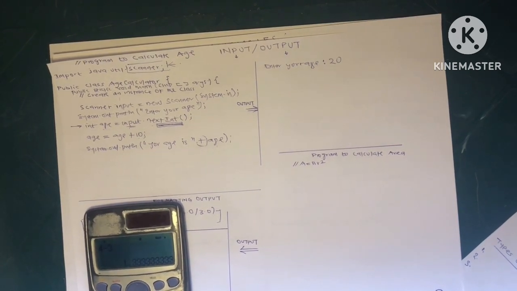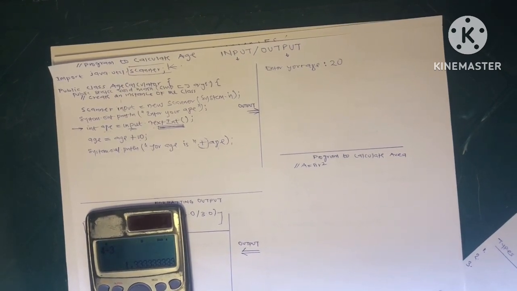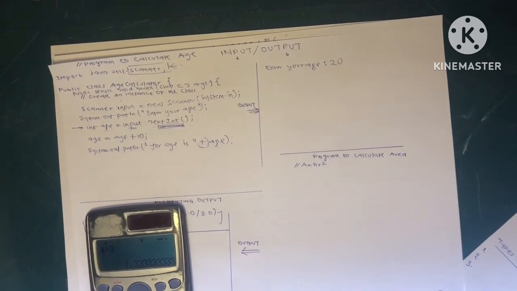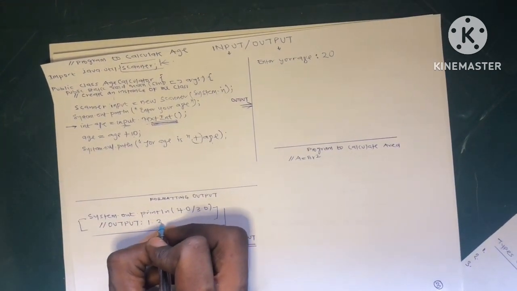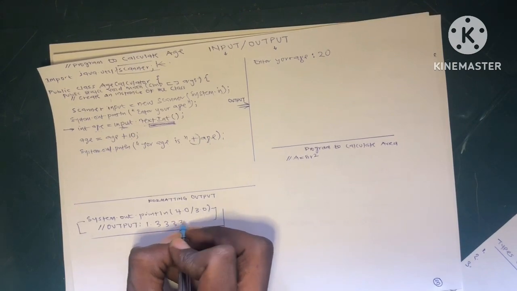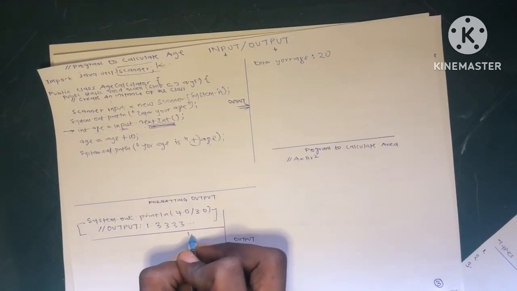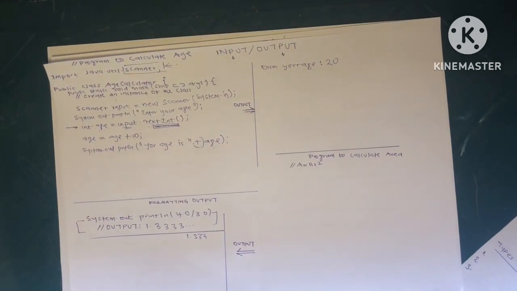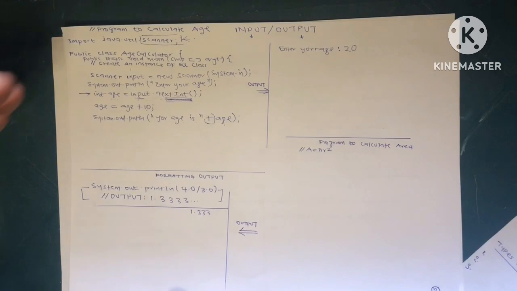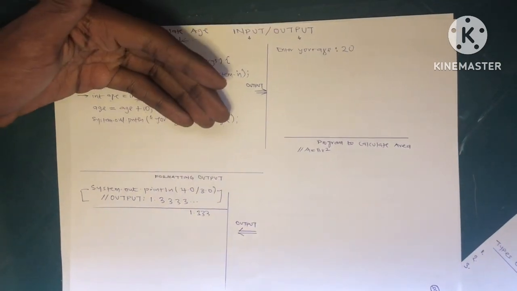So 4 divided by 3 is 1.33333. Very long number. But what if you want your result to be, here if you see the output will be 1.3333333. But what if you want your result to be just 1.333? How do you do that?